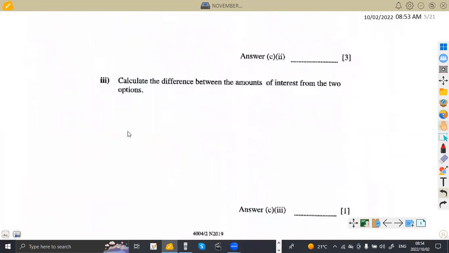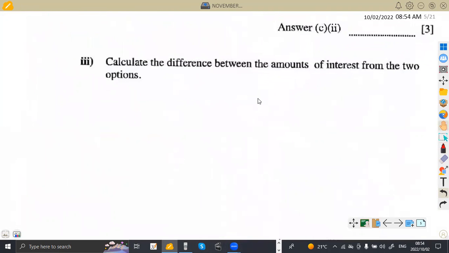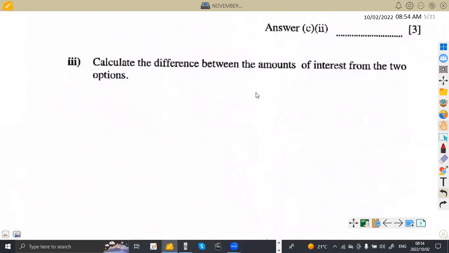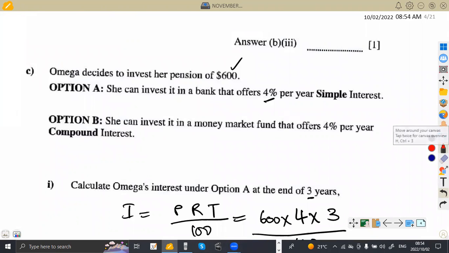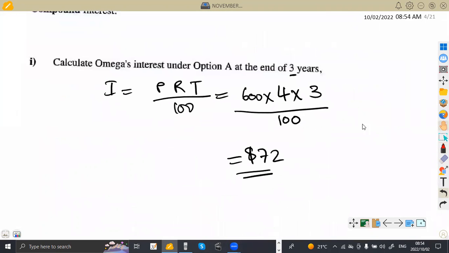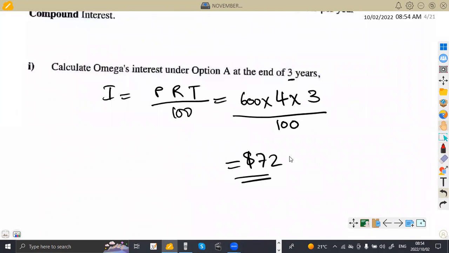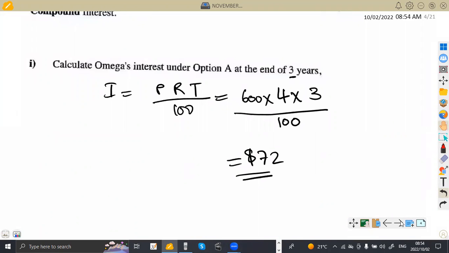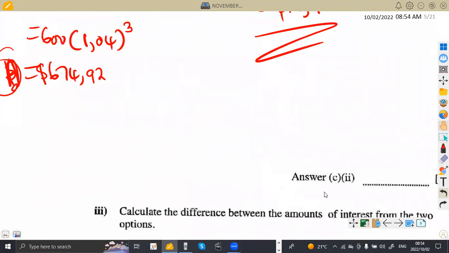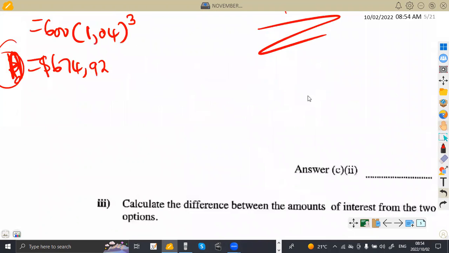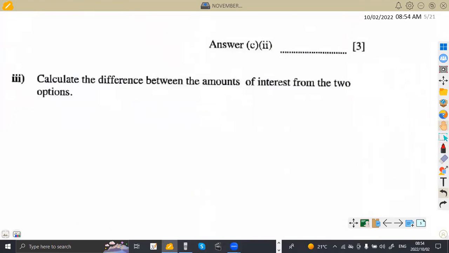Calculate the difference between the amounts of interest from the two options. So here's just the difference, guys. What did we get from the first one? Here we got an interest of 72. Then from the other one, it was 74.92. So we're going to subtract the smaller one from the bigger one. The bigger one is 74.92, so you just need the difference there.